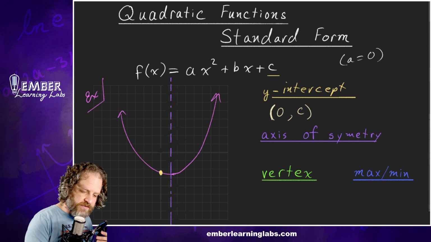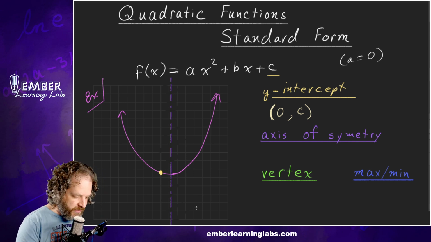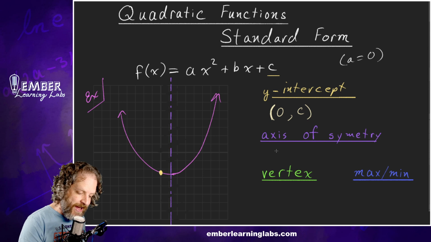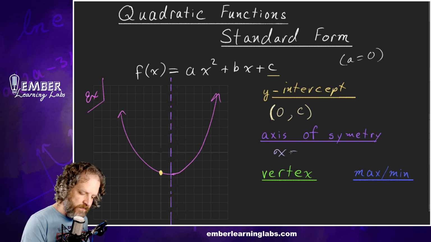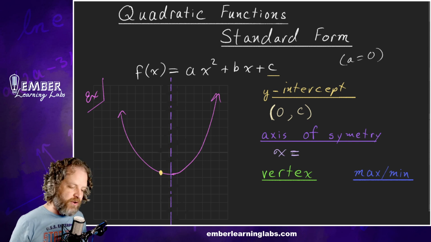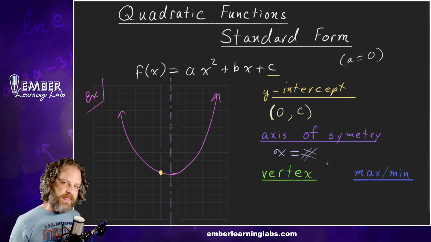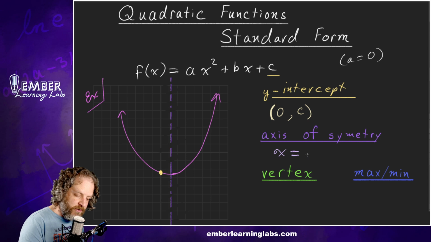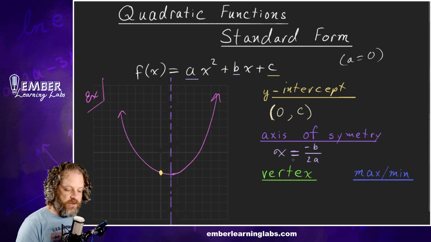But for the axis of symmetry, the formula is really easy. The axis of symmetry is a vertical line, so the equation for that line is going to be x equals something, because vertical lines all have the equation x equals some number. Very simple. So we do x equals negative b over 2a, using this a and this b. So we get the axis of symmetry from that.